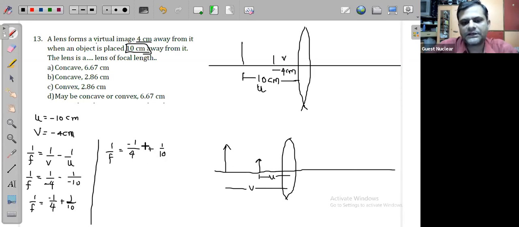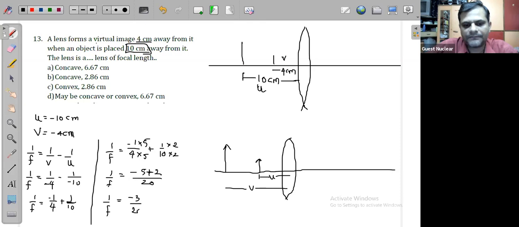4 और 10 का LCM बनता है 20. So we can just make it 20 by multiplying this by 5. And here we can make it 20 by multiplying and dividing by 2 here. So that you can just get this minus 5 plus 2 in the numerator with this 20 once in the denominator. And that is going to be 1 upon F. So 1 upon F happens to be finally minus 3 by 20, means F must be actually equal to the reciprocal of that, that is 20 upon 3, and that is also negative. That means the focal length will be actually minus of 6.667 centimeter. That means negative focal length मतलब वो concave हो गया, तो इसलिए A option will be the correct one.